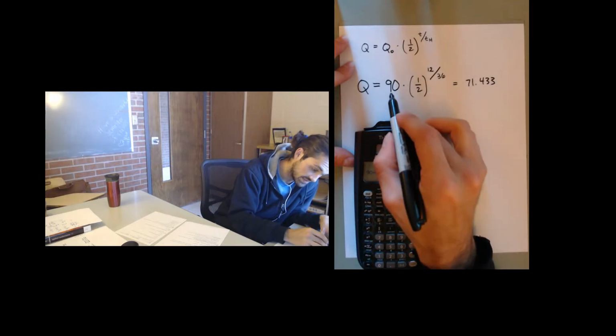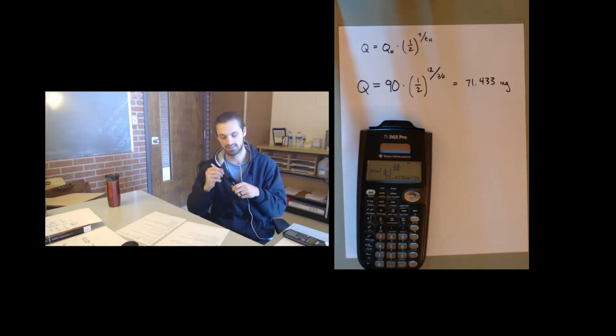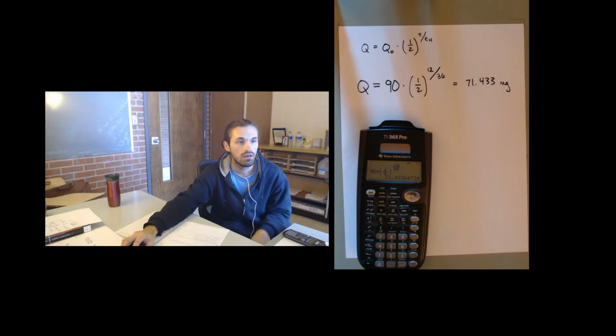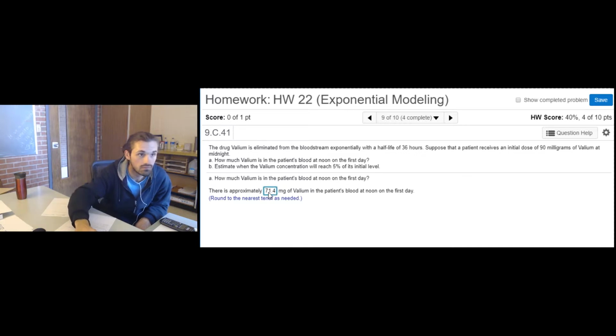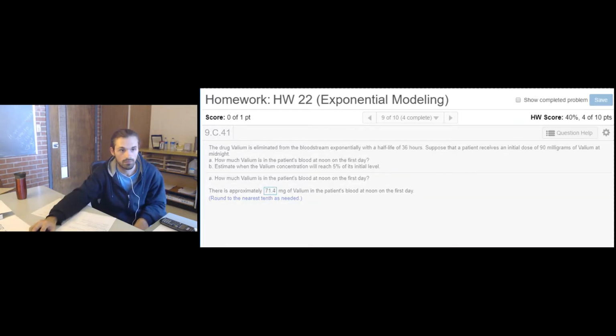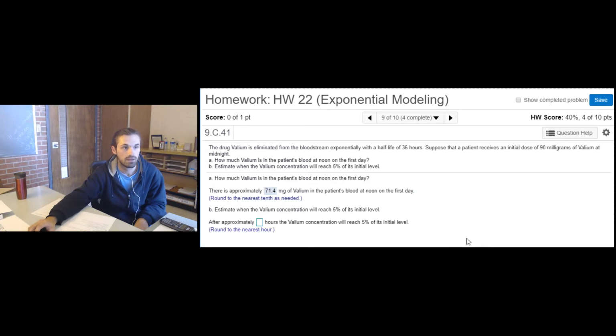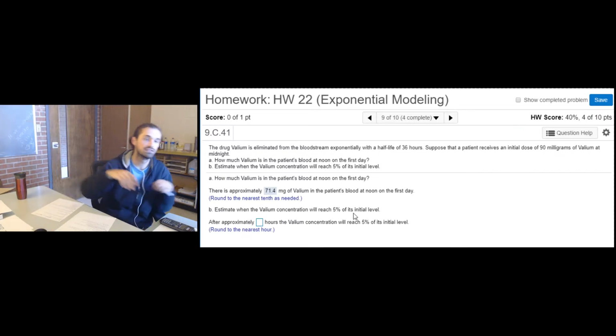71.433. This 90 was measured in milligrams, so this result is being measured in milligrams. Rounding to the nearest tenth would give me 71.4. Got it. Estimate the Valium concentration. Estimate when the Valium concentration will reach 5% of its initial level.